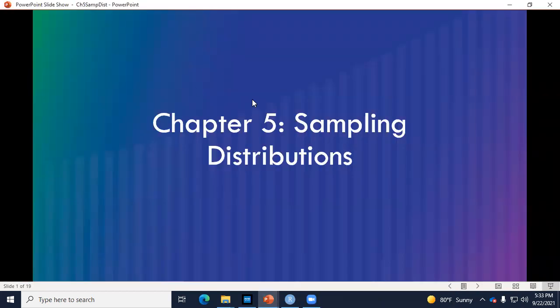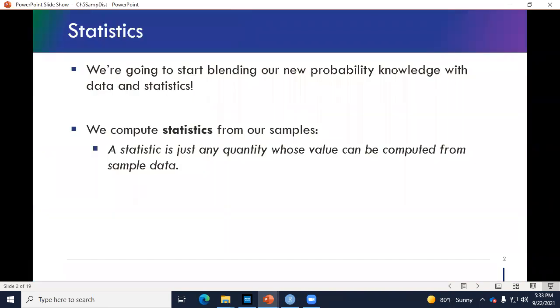just get started. So for chapter 3 and chapter 4, we covered random variables, either continuous or discrete, and some basic concepts for those random variables. And for today, chapter 5, we'll talk about sampling statistics. This is where we blend our new probability knowledge with data and statistics. So sampling statistics, sampling distribution, it's something about a sample.